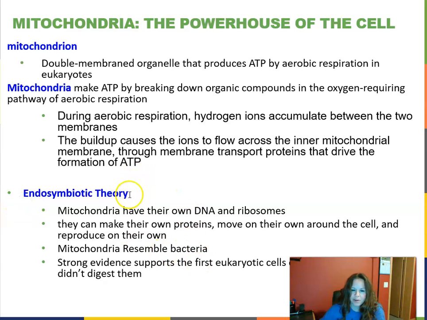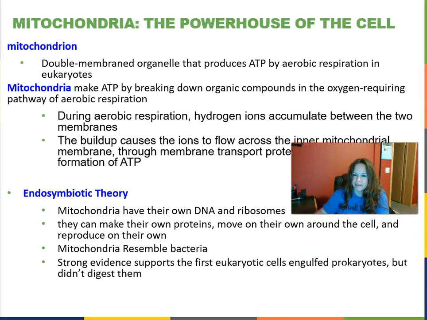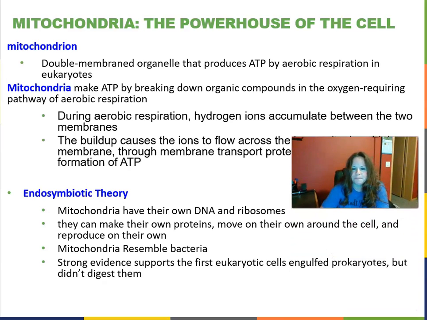There's a theory that those mitochondria really are special when it comes to organelles inside a eukaryotic cell. They're kind of odd in that they have their own DNA. They have their own ribosomes. They make their own proteins. They can literally move on their own around the cell. They can reproduce on their own. And they really resemble a bacteria and are about the size of a bacteria as well.